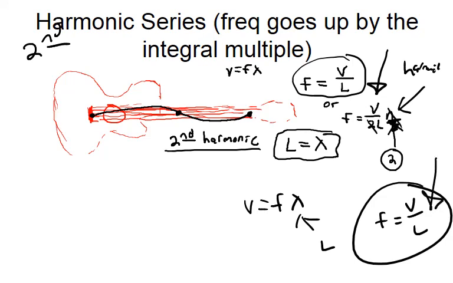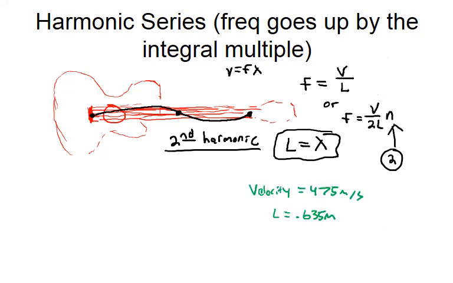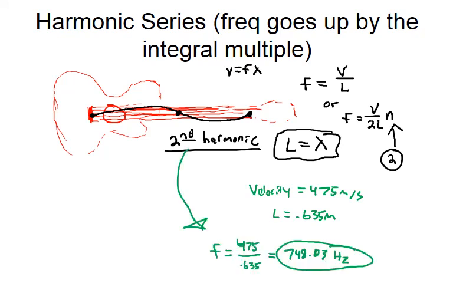And so the second harmonic will be a higher pitch. If we have the same speed, let's say 475 meters per second, and the length of the string is 0.635, we'll get a frequency of 748.03. And it turns out this is twice as high as the fundamental frequency. And so the harmonics are actually multiples of the fundamental.